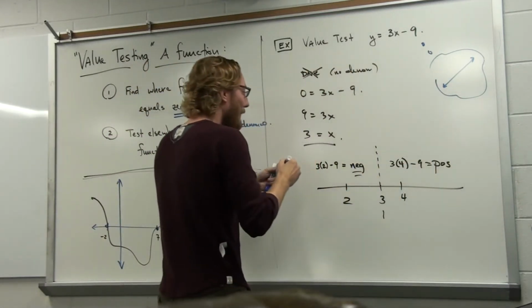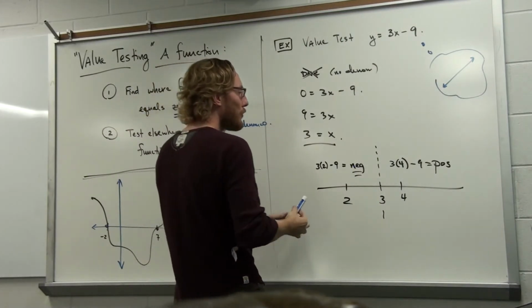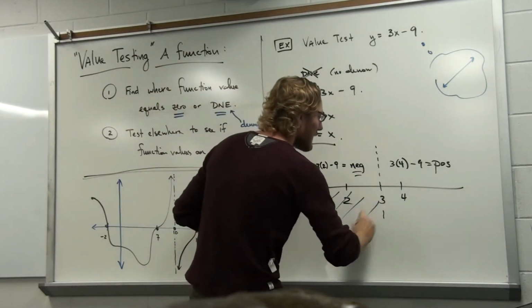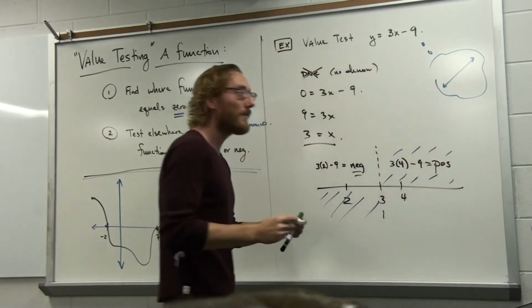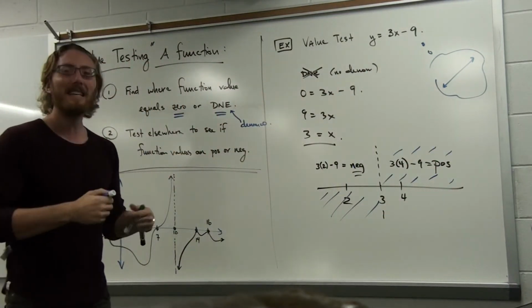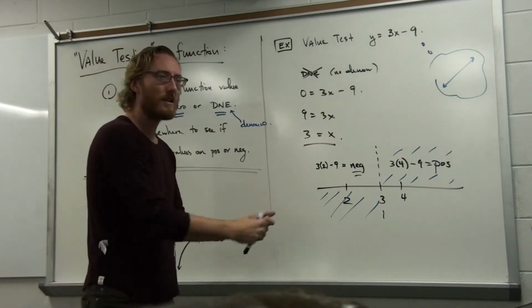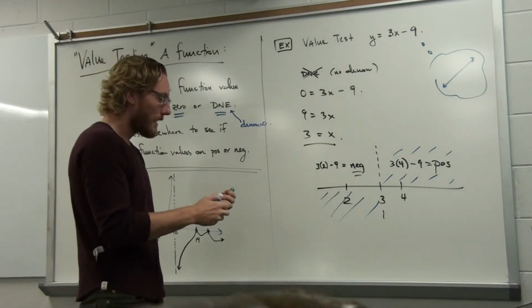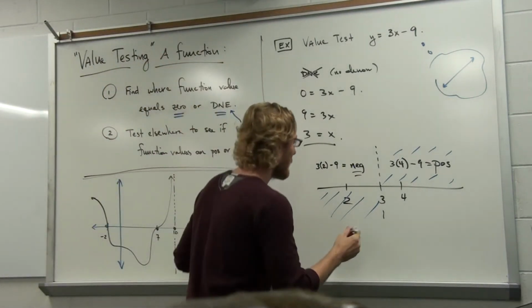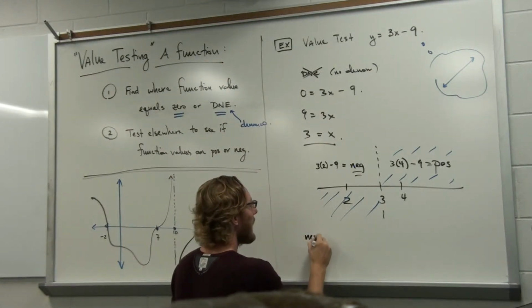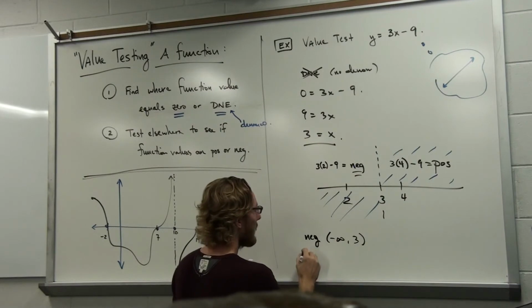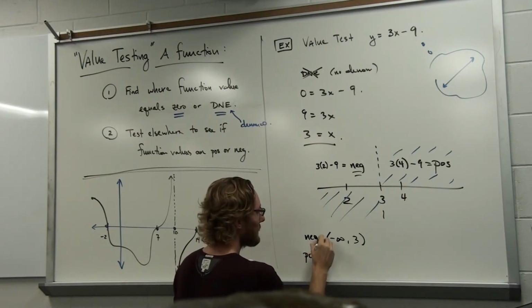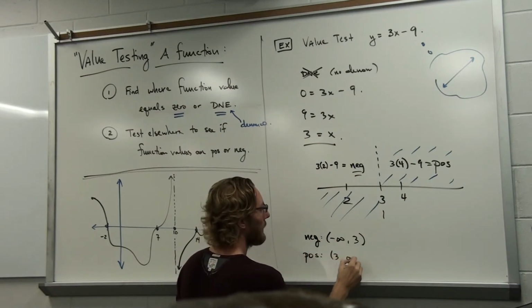Because this is in effect telling you that to the left of 3, the function lives below the axis, and to the right of 3, the function lives above the axis. And that is enough to give us significant and substantial information about the nature of the function. So we can say, by virtue of our value test, that our function values are negative from negative infinity to 3, and our function values are positive on the interval from 3 to infinity.